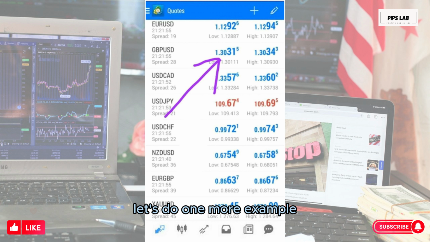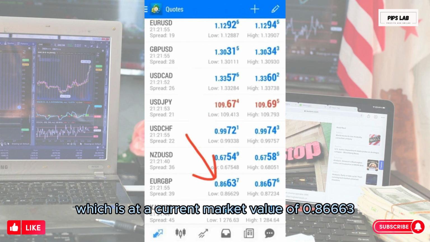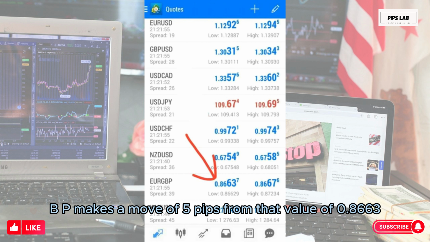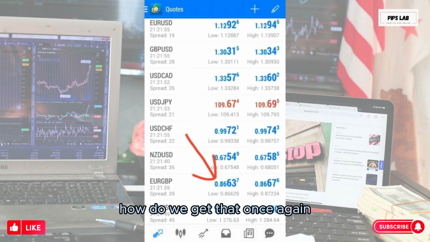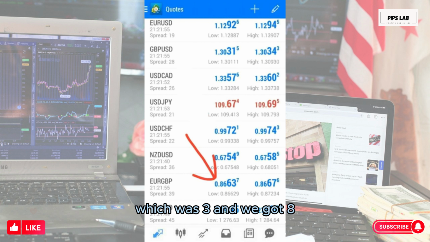Let's do one more example before we go to the main calculation. Let's take a look at EUR/GBP, which is at a current market value of 0.8663 in the image above. If EUR/GBP makes a move of 5 pips from that value of 0.8663, the new market value would be 0.8668. How did we get that? Once again, we added 5 to the fourth decimal place number, which was 3, and we got 8. Hence, our new value is 0.8668. This is just a shortcut.